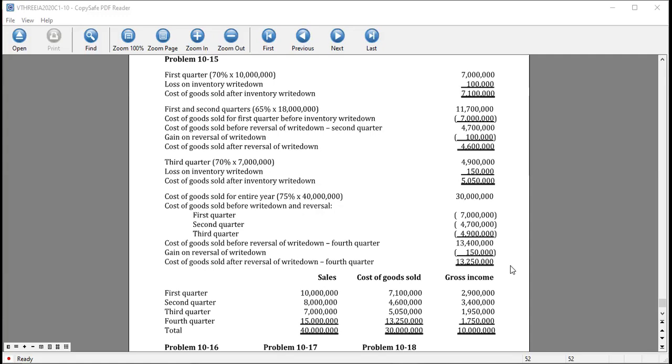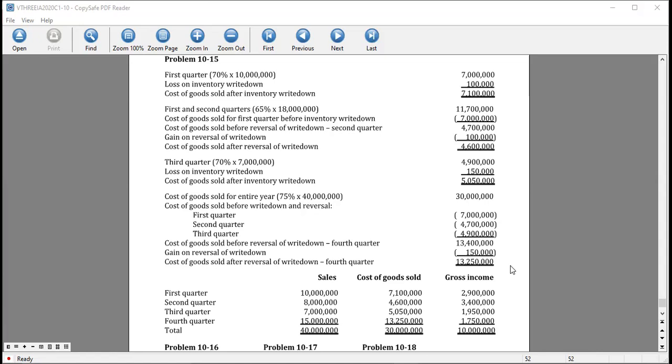Then we have the loss on inventory write down equal to 100,000, cost of goods sold after the inventory write down. There was a temporary decline in inventory value of 100,000 in the first quarter, which was recovered fully in the second quarter. So we are adding the loss on inventory write down to cost of sales.